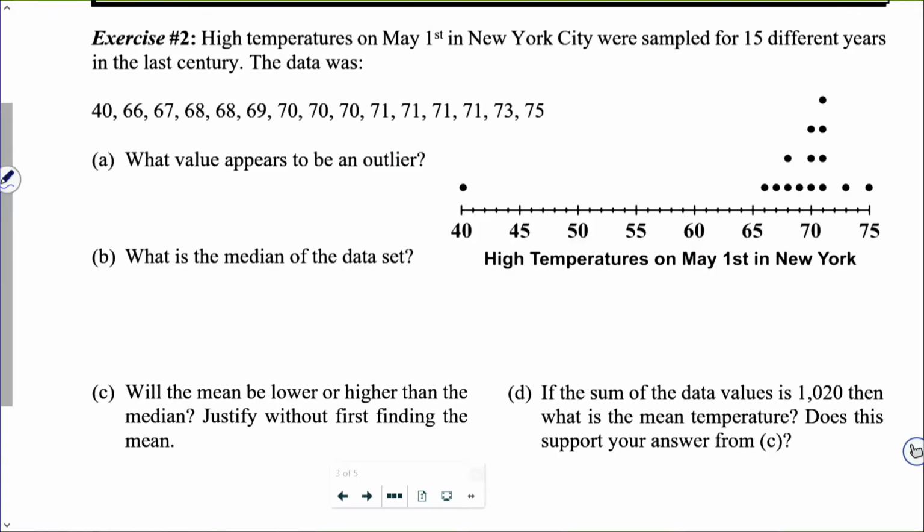Let's take a look. High temperatures on May 1st in New York City were sampled for 15 different years in the last century. The data was the following. Letter A, what value appears to be an outlier?